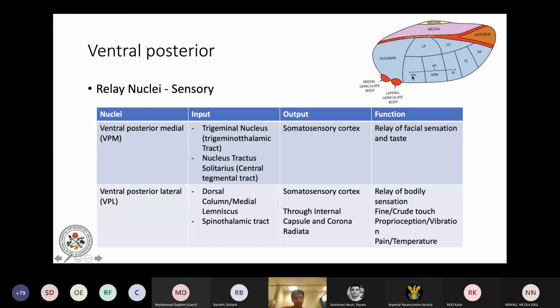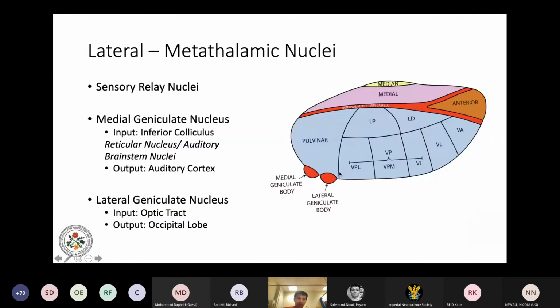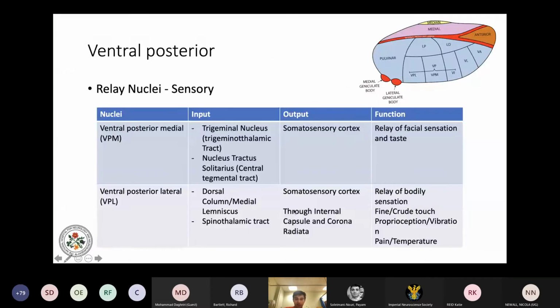Now let's have a look at the ventral posterior lateral nucleus, just a bit further posterior. Its inputs are the dorsal column, medial lemniscus pathway, and the spinothalamic tracts. And again, it goes to the somatosensory cortex through the internal capsule and the corona radiata. And what is the purpose of this, as you can imagine? All these tracts involve crude touch, light touch, proprioception, vibration, and pain. Hence, this is the purpose of what the VPL does.